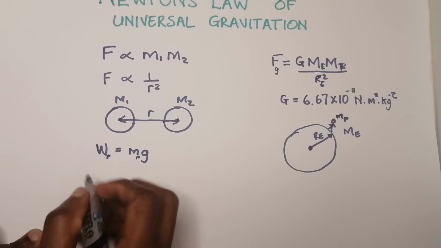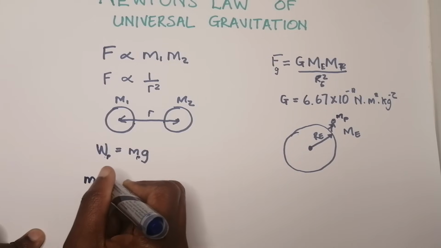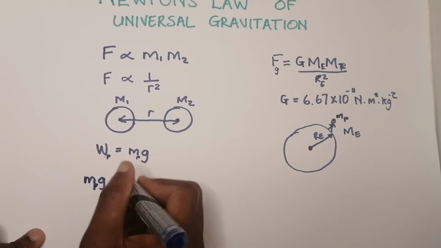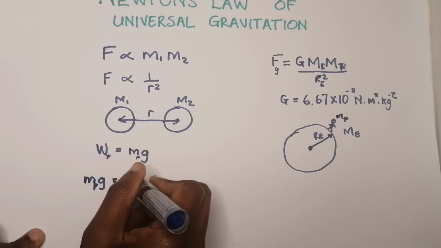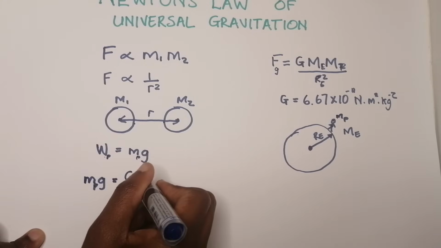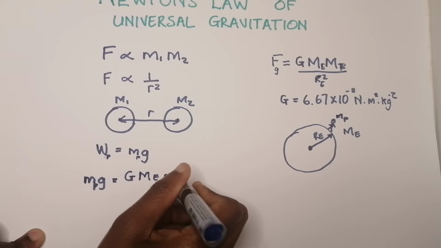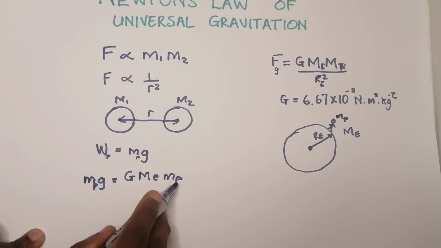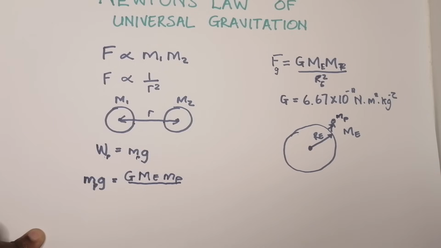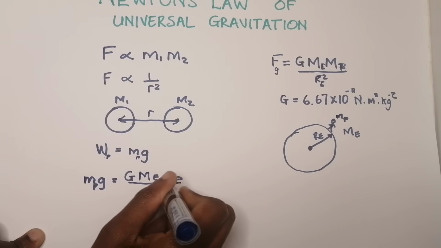Okay, so now I can say, well, if this is the same, then it means that mg, the mass of the person multiplied by gravitational acceleration, which is the weight, is also equal to G. Now remember, we said that the weight is the force of attraction between the Earth and the particular body. So it would be the mass of the Earth multiplied by the mass of body P divided by the distance. We simply consider the radius of the Earth, and please remember that that distance is squared.